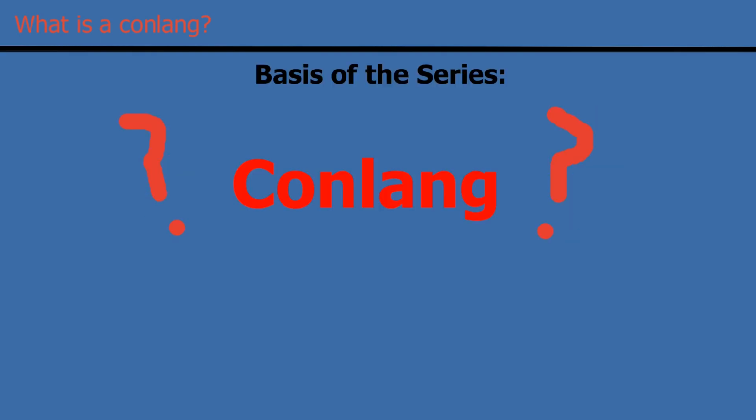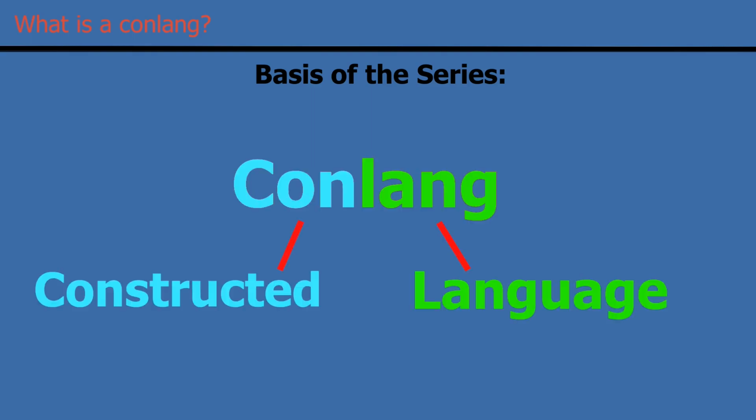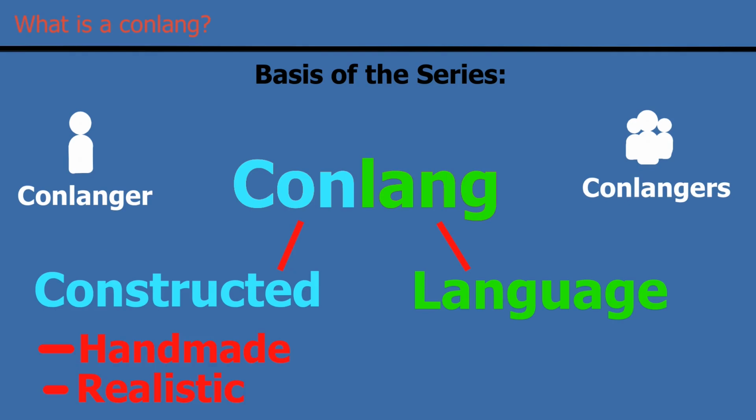What is a conlang? The word conlang is short for a constructed language. In other words, a conlang is when an individual or group of people decide to create a handmade, realistic language. These people are called conlangers.